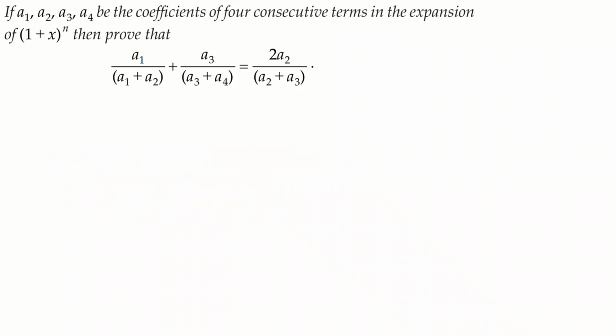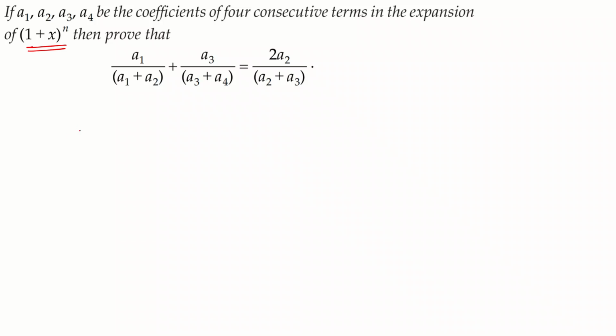A1, A2, A3 and A4 are the coefficients of four consecutive terms in the expansion of (1 plus x) to the power of n. So it says that A1, A2, A3 and A4 are four consecutive terms. They could be the first, second, third and fourth term, they could be the 7th, 8th, 9th and 10th term, or they could be any four terms, but the condition is that they are consecutive terms.